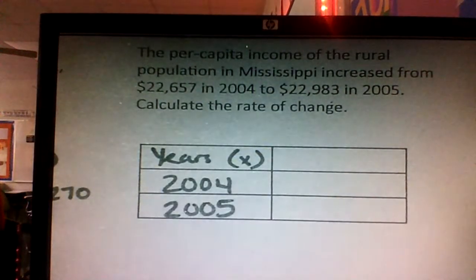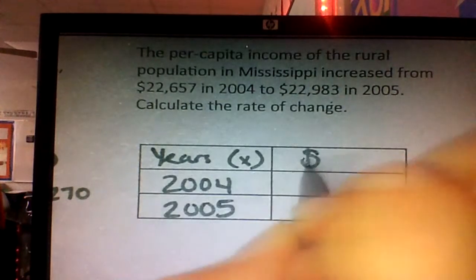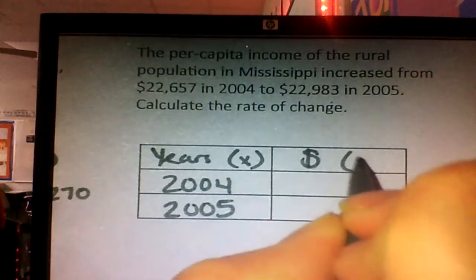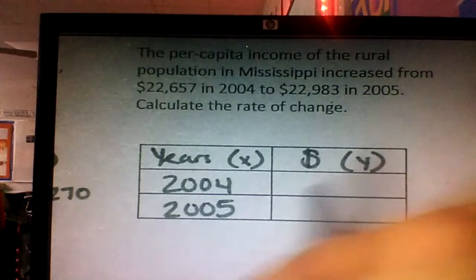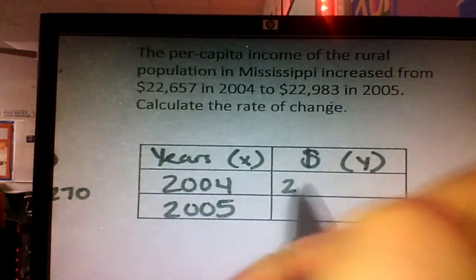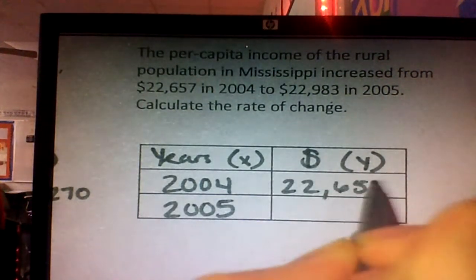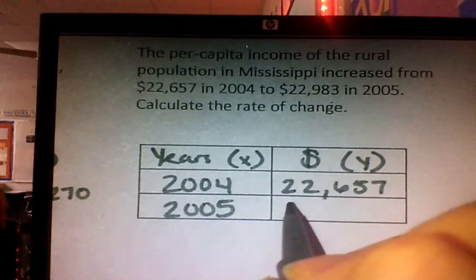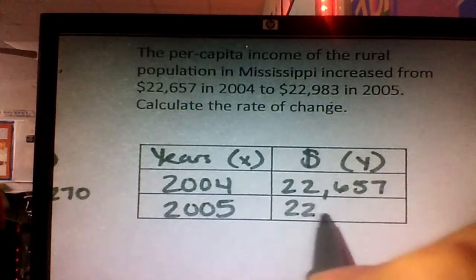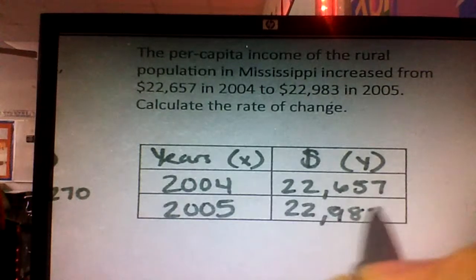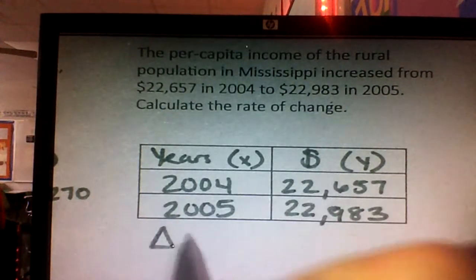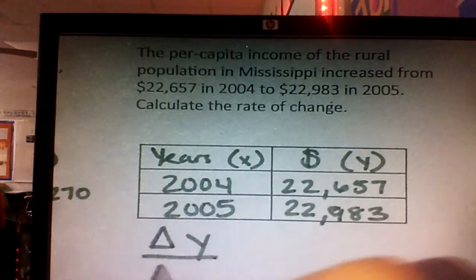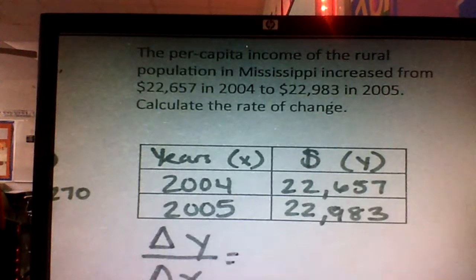Well, what's my Y then? My money. My per capita income. So in 2004, it was 22,657. And in 2005, it was 22,983. Change in Y over change in X.